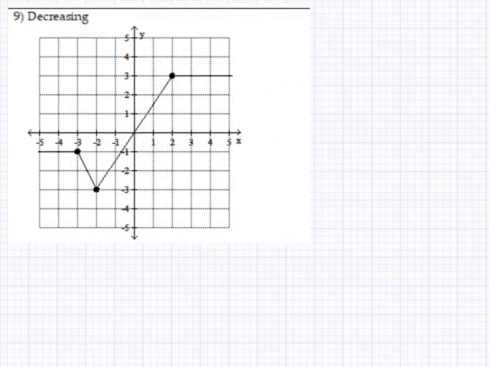We have a relatively similar picture, but in this case we want to look at decreasing. Well, decreasing means we're going down from left to right, so clearly this is where it's going down from left to right, and you want to identify the x values for which that's happening.